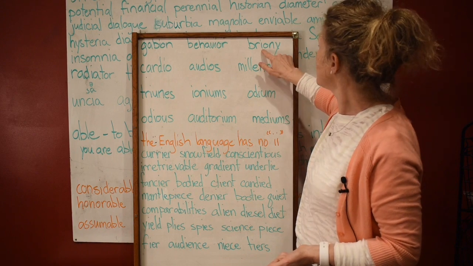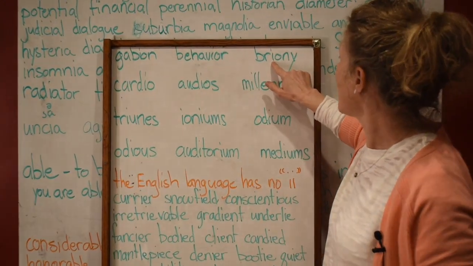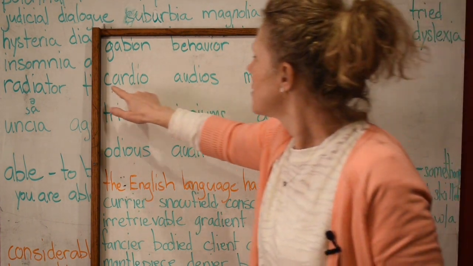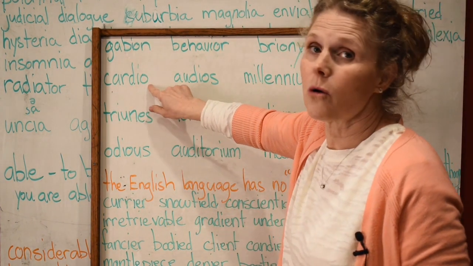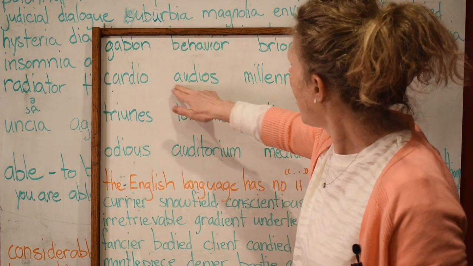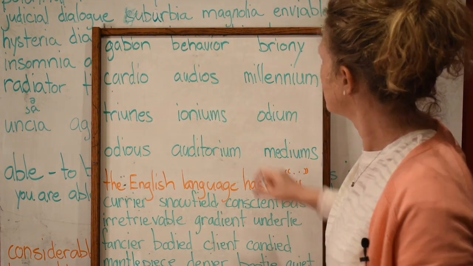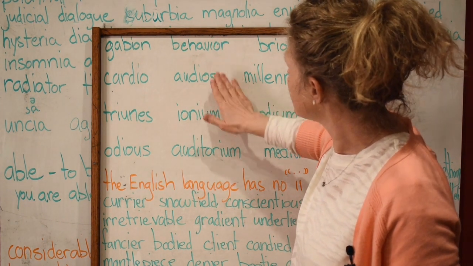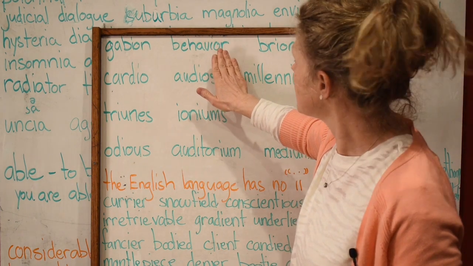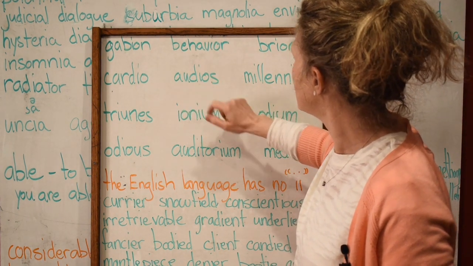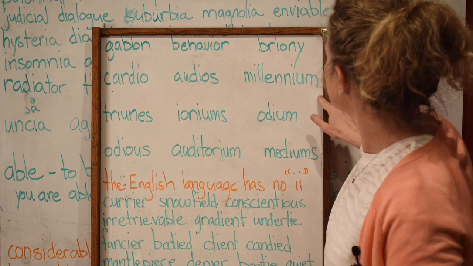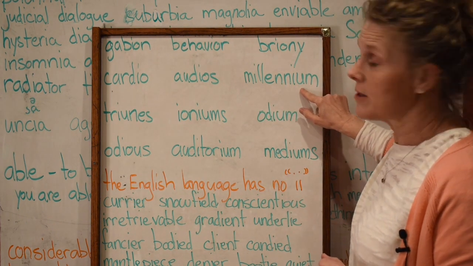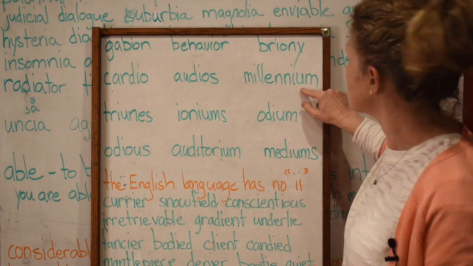Bryony. This right here says I because it's the very first syllable. Cardio, E-O. Audios, A-D-Os. Now you have, that's a suffix, audio. Can you guys see it? A-D-O. Millennium. Now this right here, see how it's an I then a U? See how it hits the vowels?